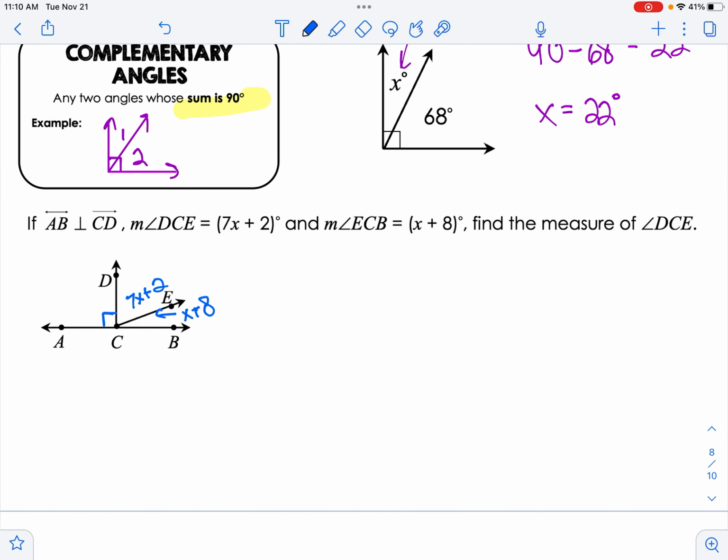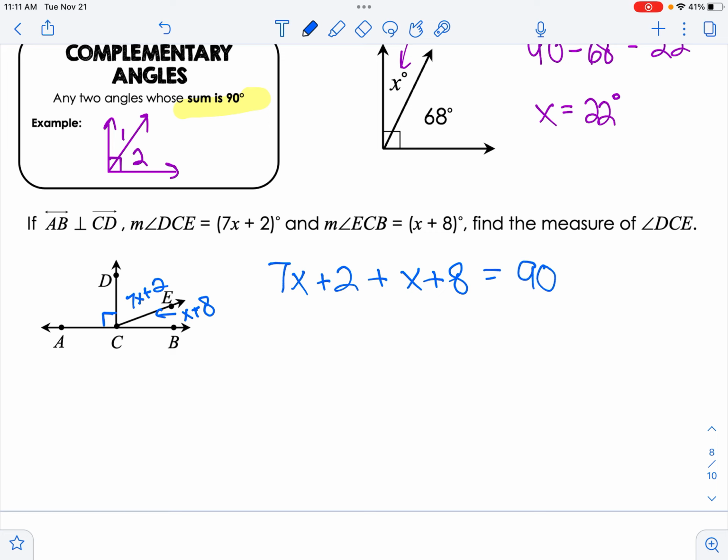Okay, so I know because this angle is 90 degrees, that means this part right here, DCB, has to be 90, right? Because I know that's a straight line that has to add up to 180. So the other one also has to be 90. So I'm going to say then that 7x plus 2 plus x plus 8 has to be equal to 90 degrees.